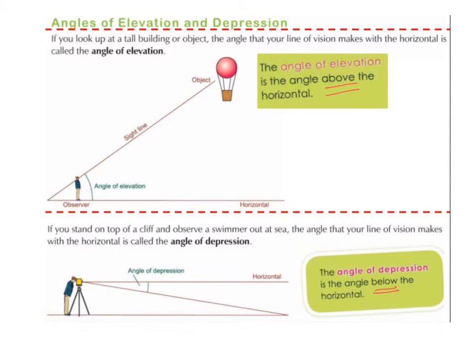So angle of elevation is the angle above the horizontal line. So here's a horizontal, and the angle of elevation is above it. And the angle of depression is the angle below the horizontal. So here's the horizontal line, and the angle is below it.